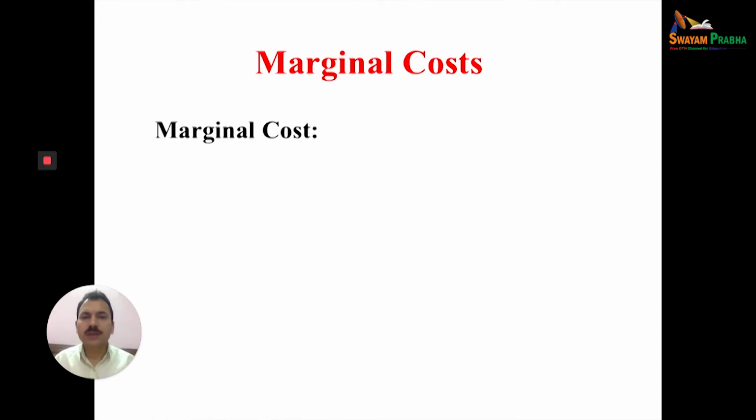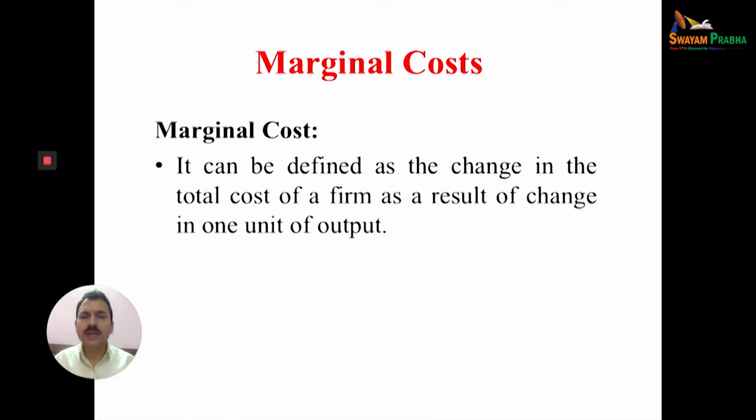Now next, the marginal cost. Marginal cost means additional cost. It can be defined as the change in total cost of a firm as a result of a change in one unit of output. Additional cost, meaning the change in total cost. See, delta TC. T means total, C means cost. Change in total cost due to change in delta Q, where Q means quantity.